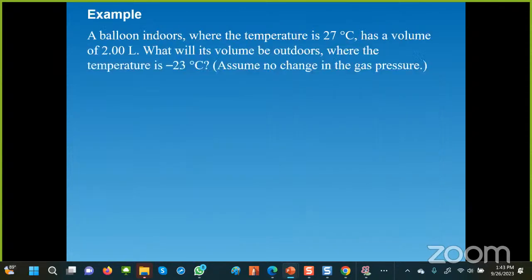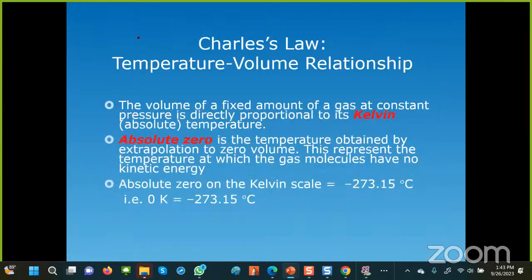Okay, so let me just do this one example here and then we'll call it a day. It says a balloon indoors where the temperature is 27 degrees Celsius has a volume of 2.00 liters. Oh, by the way, I should have mentioned this before. The mathematical way of representing Charles' law is V1 over T1 is equal to V2 over T2. Another way of expressing it is V over T is equal to a constant.